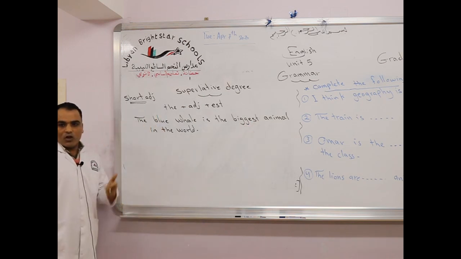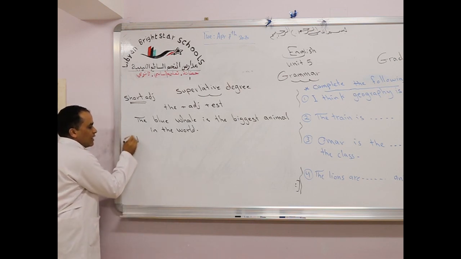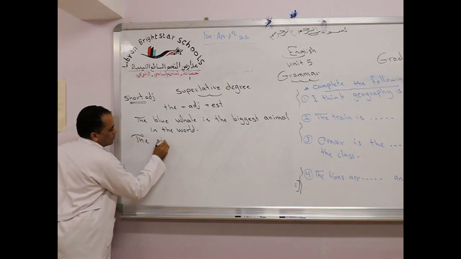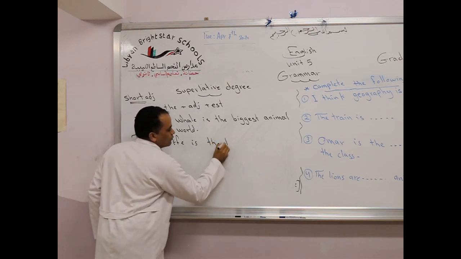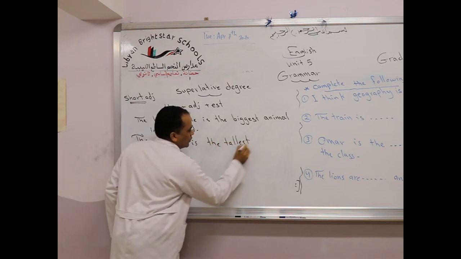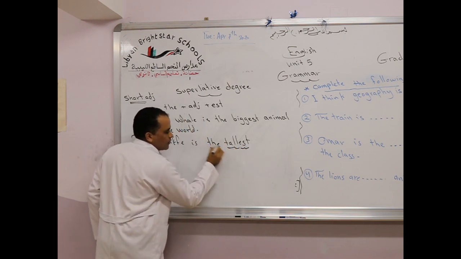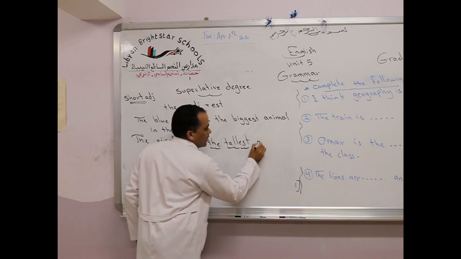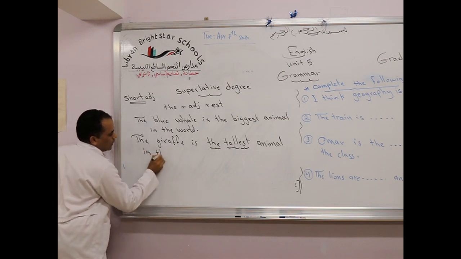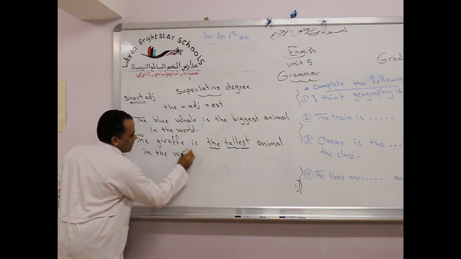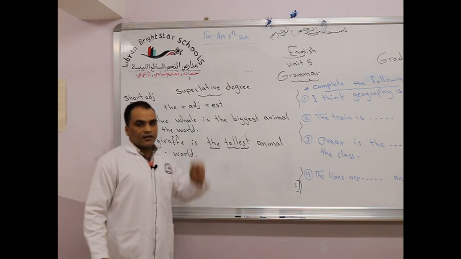Which is the tallest animal in the world? Tall is a short adjective. The giraffe is the tallest. We add est. The tallest animal in the world. According to the rest of the animals in the world, the giraffe is the tallest.